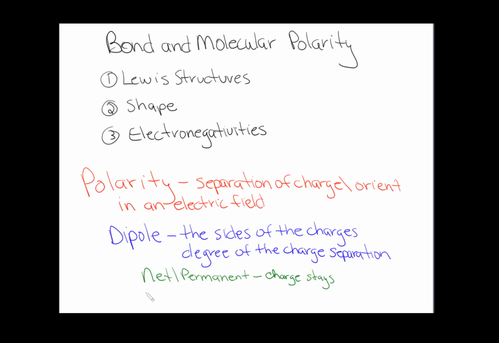Now we can also have an instantaneous dipole. An instantaneous dipole does not exist at all times. It's a temporary dipole, due to the movement of the electrons. All right, so polarity is the separation of charge. The measurement of the polarity is called a dipole. If it's permanent, we would call it a net or a permanent dipole. And if it only is there just for a moment because of shifting of electrons, we would call it an instantaneous dipole. Okay, there's our definitions. This is the measurement, and those are the types.